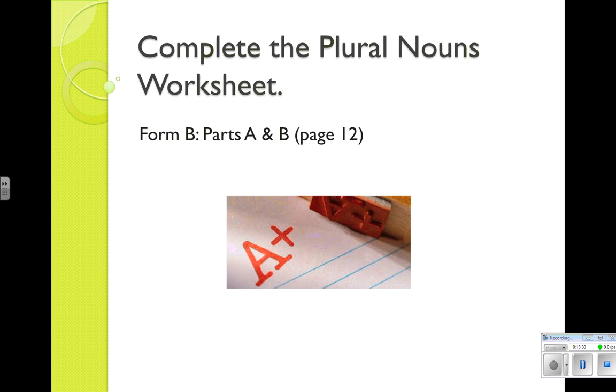For part B, it might be a little bit more difficult. What you're doing is you're reading each sentence and you're proofreading for mistakes or plurals that were made incorrectly. So there might be a plural in the sentence that is fine. There might be a plural in the sentence that is incorrect. What you're doing is writing just the plurals correctly on the line. You do not need to write the entire sentence.